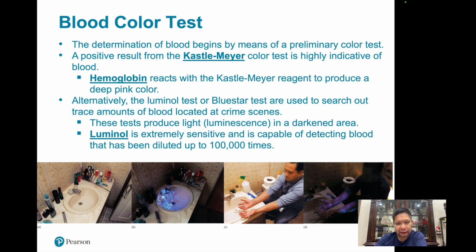So there's a couple of different other kinds of drug tests that you can do to see if blood is blood, right? If blood is present, because oftentimes when you get to a crime scene, blood's been washed away by bleach or something like that. So one good one is called the Kastle-Meyer test, right? The Kastle-Meyer test reacts with hemoglobin. It turns the blood a deep pink color, right?